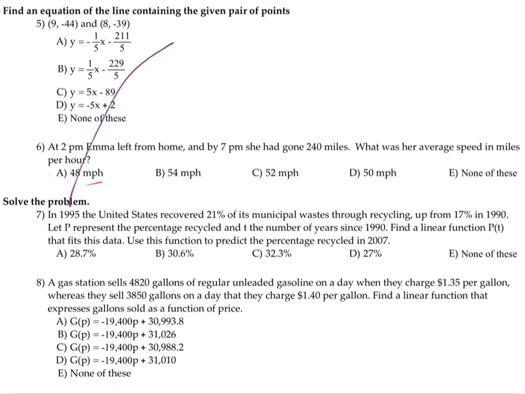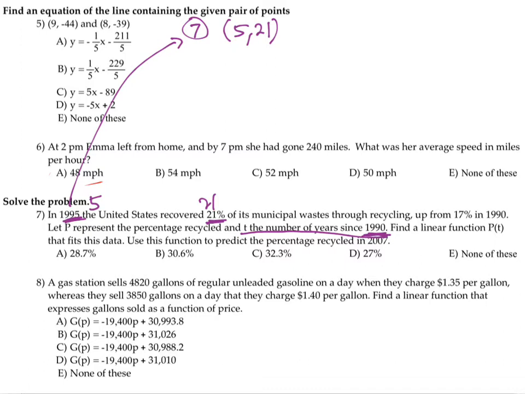And I'll come up here for number 7. Here we go. Okay, do you realize that what they're giving us is 2 points? They're saying 1995, 21%. See how they're saying t is the number of years since 1990? So in 1995, that's 5 years after 1990, 21%. So that's 5, 21. Do you get that?